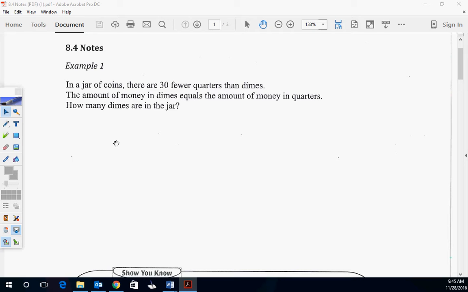8-4 is a combination of applied word problems, and we have some heavy fraction solving to do. We'll save the heavy fraction stuff for tomorrow, but we're going to do 2 word problems today.